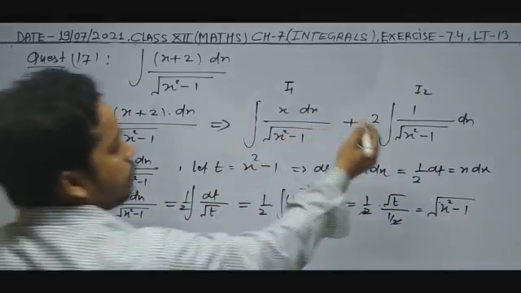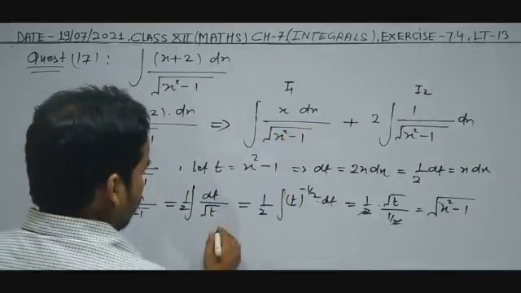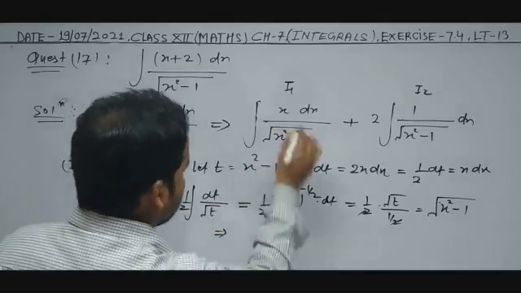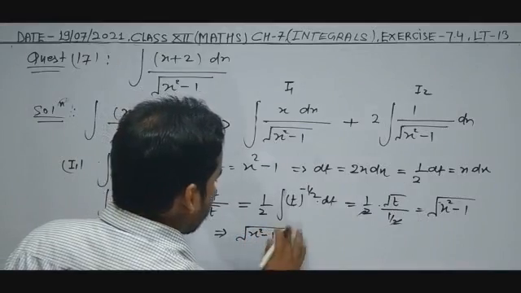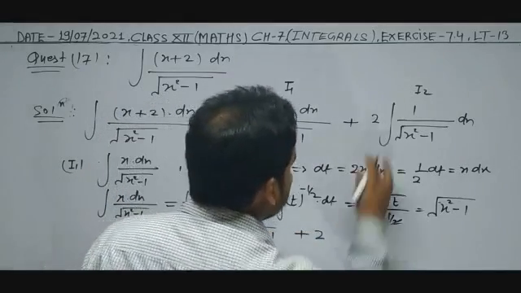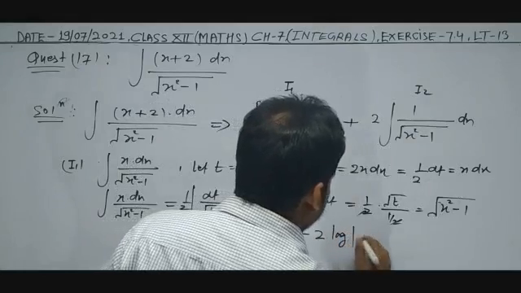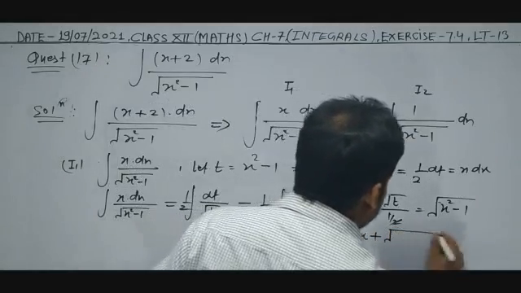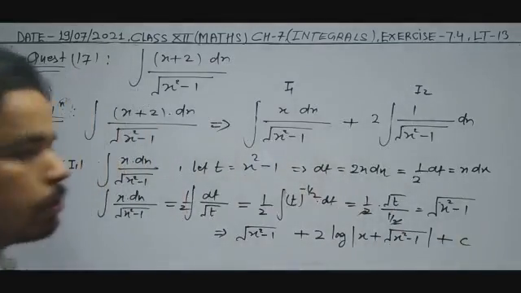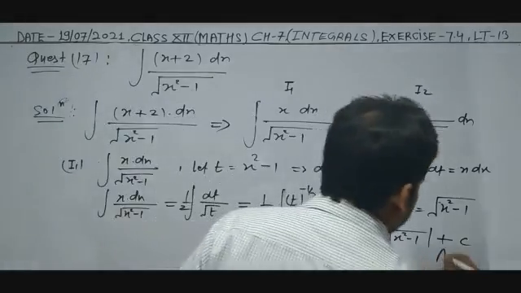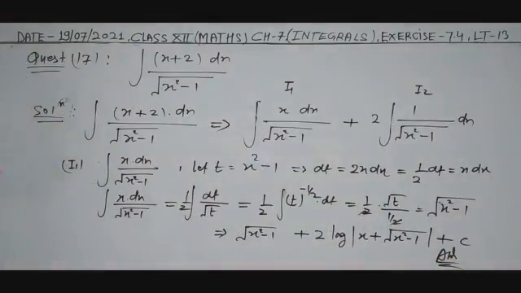And I2 is a formula. So the integration result will be root over x square minus 1, plus 2 times its result, which is log of mod of x plus root over x square minus 1, mod closed, plus c. Now this is the answer. Now question number 17 is completed. Come to the next question.